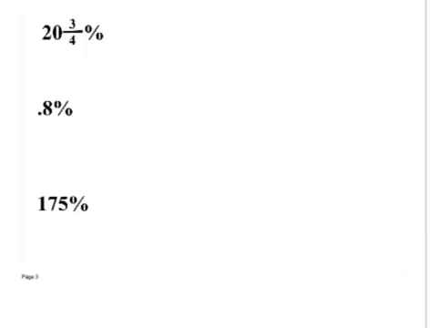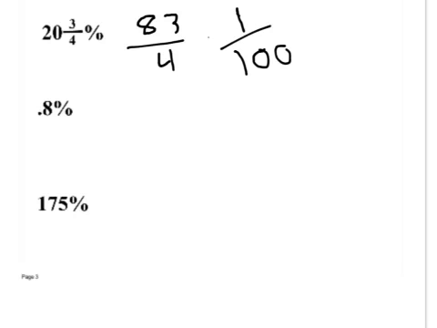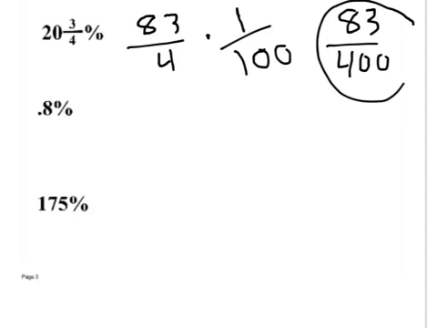20.75%, 0.8%, and 175%. So 20.75%. I'm going to write that as an improper fraction. So 20 times 4 is 80. 80 plus 3 is 83. So 20.75 is 83 over 4. I'm going to times that by 1 over 100. I can't reduce anything, so I take 83 times 1, which is 83. And 4 times 100, which is 400. That is my answer.